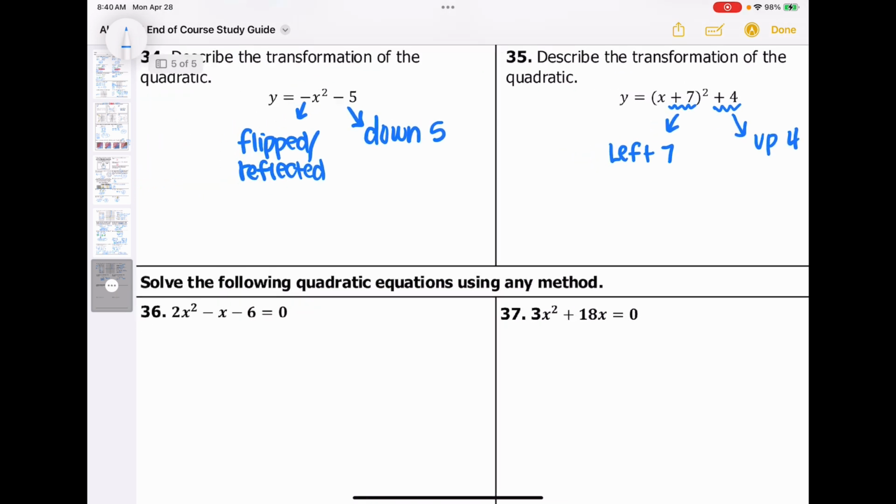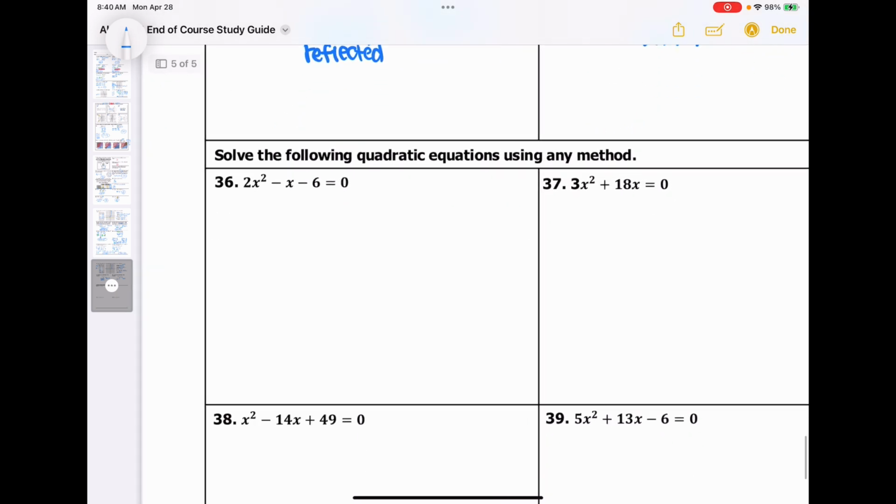All right. Now for the last 4 questions, we're just going to be solving quadratic equations. Now, I'm going to be using some specific methods, but you can use whatever method you felt most comfortable with the week that we went over all the different ways to solve a quadratic equation. So I'm going to do a couple different methods so that you can see them.